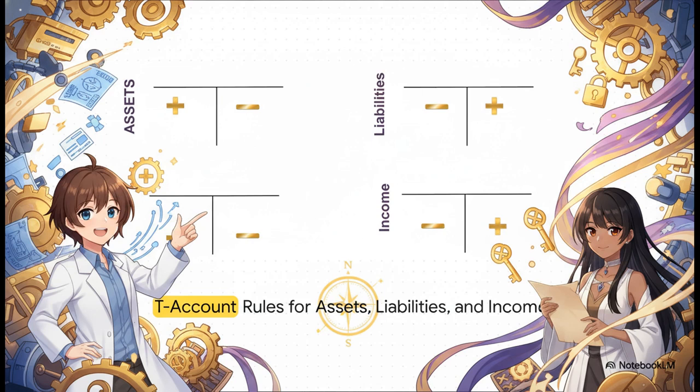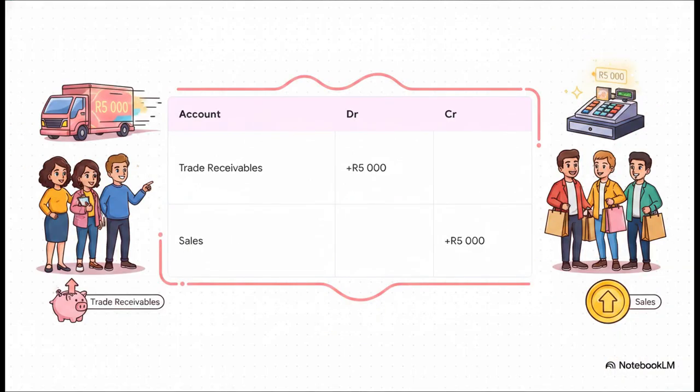Notice how assets increase on the left, the debit side, but decrease on the right? Well, for liabilities and income, it's the exact opposite. They actually increase on the right side, the credit side. Remembering this little visual map is absolutely crucial. It's the key to unlocking the whole system. So let's see how this plays out in the real world.